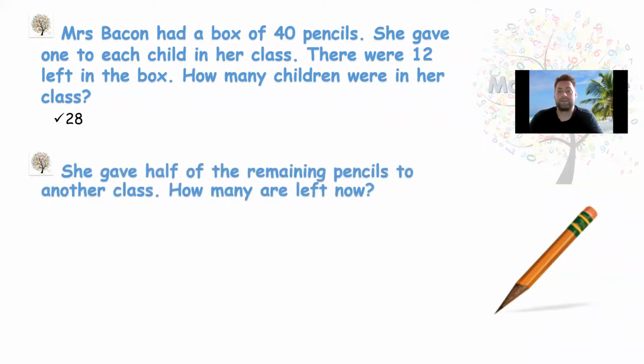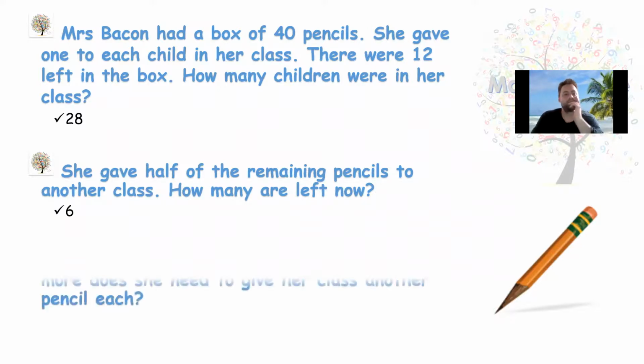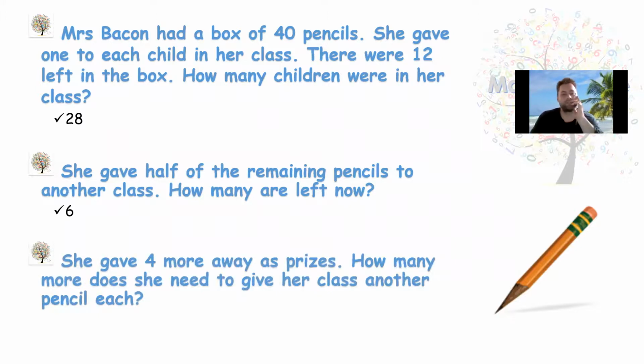The next question. She then gave half of the remaining pencils to another class. How many are left now? Pause the video. Let's go through the answers. So we know that she had 12 remaining left. So what's half of 12? It's 6. And then the next question. She gave 4 more away as prizes. How many more pencils does she need to give her class another pencil each?